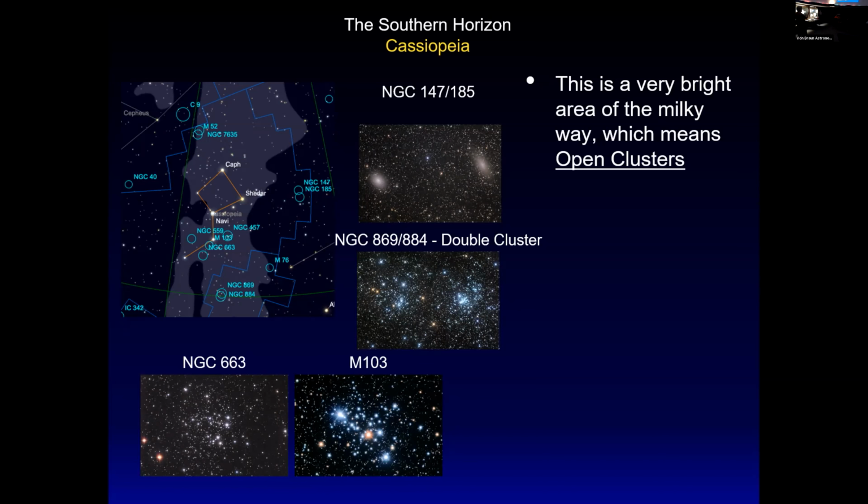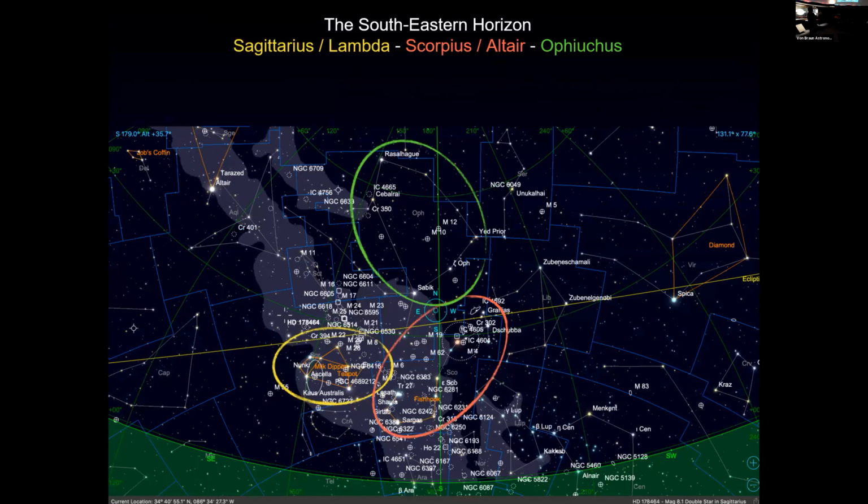And then NGC 663 is another object. And then if we look into the southeastern horizon, this sounds like we're going to go back a little ways. These are constellations that are really setting these days. This is coming off of the last month.